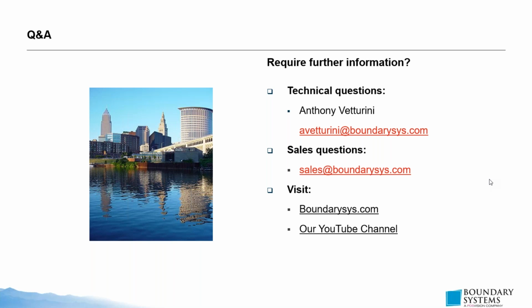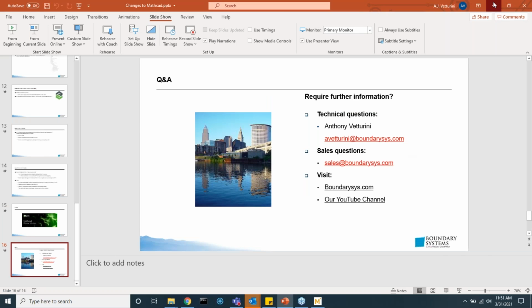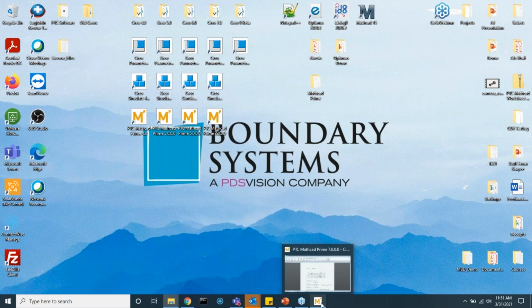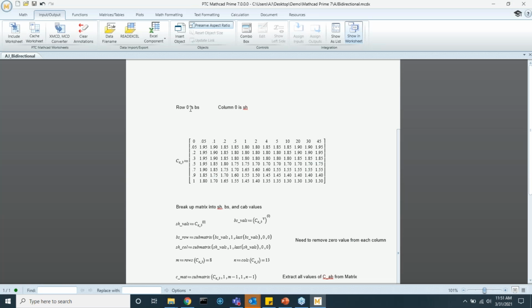Is the converter going to be a separate license? And the answer to that is no. So if you have a Mathcad Prime 7 license, which you can have if you have an active Mathcad Prime subscription, the converter you get by default. It's not a separate license.